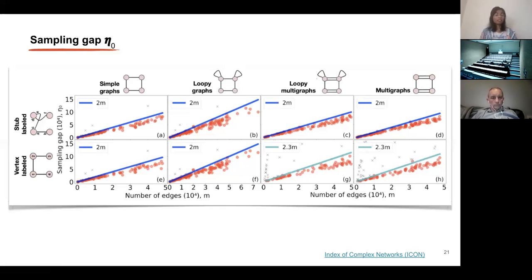But the takeaway here is that for most networks, we are able to propose an upper bound from the strong linear pattern that we see here. And so for these networks, or for any new network at hand, we can directly obtain the sampling gap to be either twice m or 2.3 m, depending on the graph space, without having to even run the sampling gap algorithm from scratch, right?